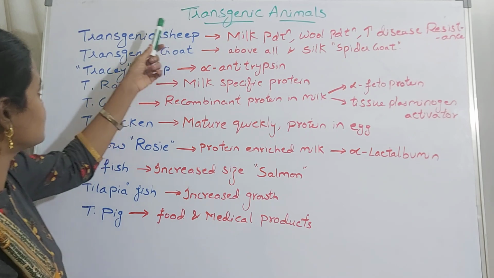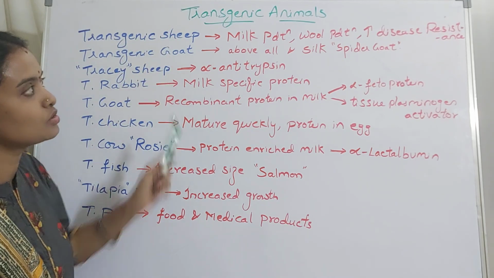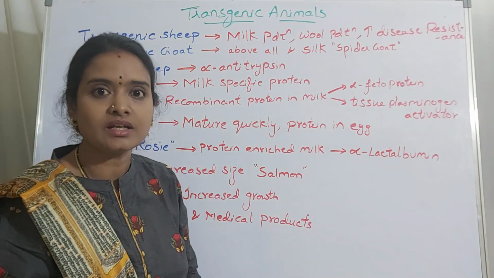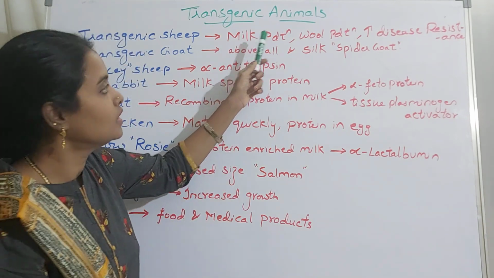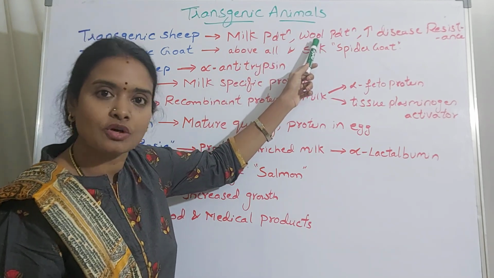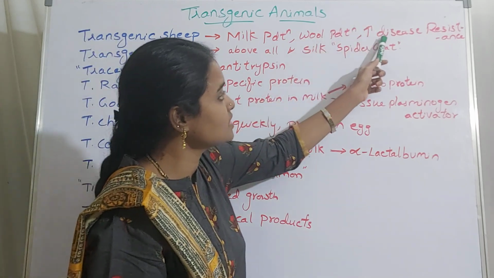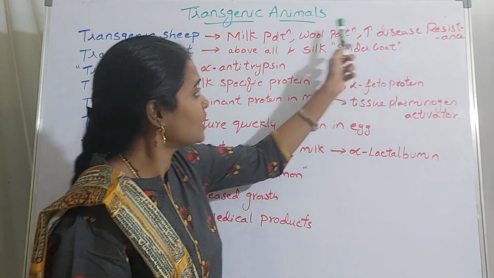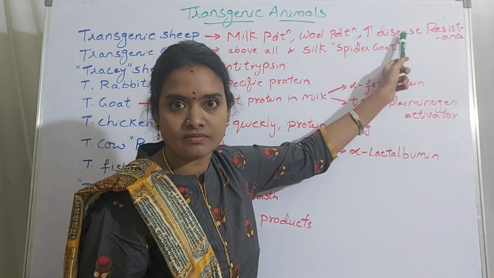So first example is transgenic sheep. Now this sheep is introduced with the genes such that they resulted in production of increased milk, increased wool in terms of quality and also in terms of quantity, then increased disease resistance. And this animal is resistant to various animal diseases, right?